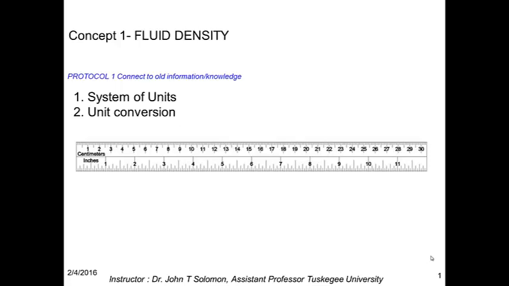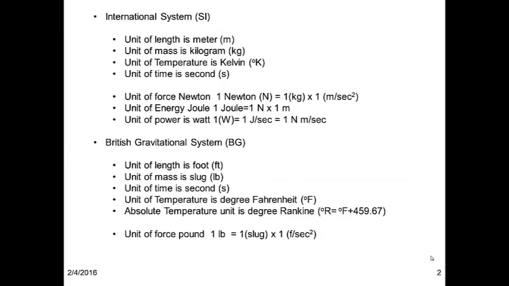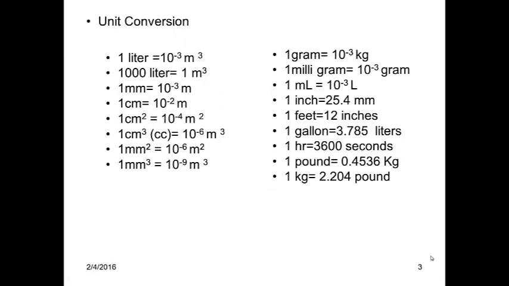The necessary prerequisites reviewed are system of units and unit conversion. The International System of Units, SI system, will be used in this course. SI system uses meter, kilogram, degree Kelvin, and seconds as units of length, mass, temperature, and time respectively, while British system uses feet, slug, degree Fahrenheit and second as their units. It is very important to know the units and its conversion for solving many fluid mechanics problems.